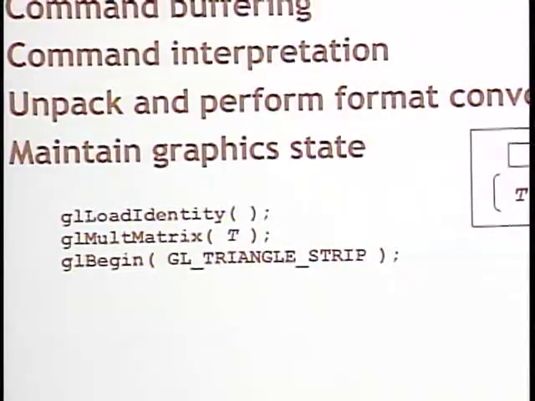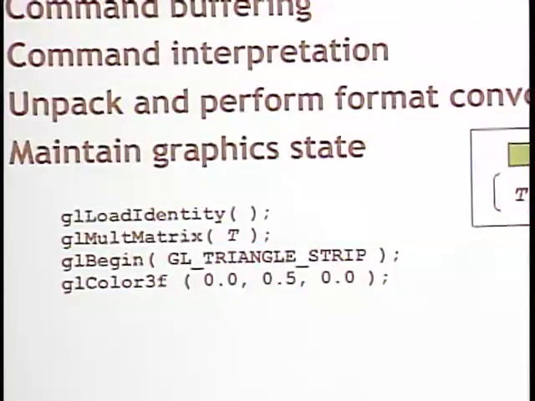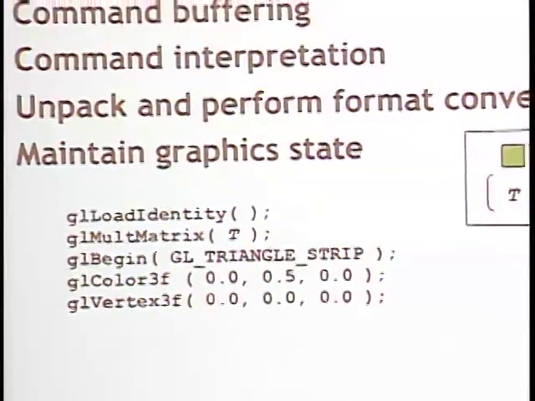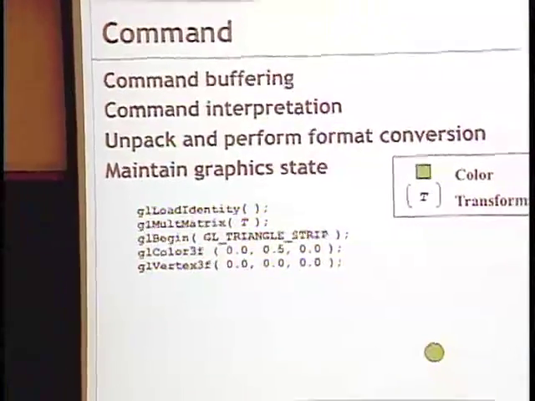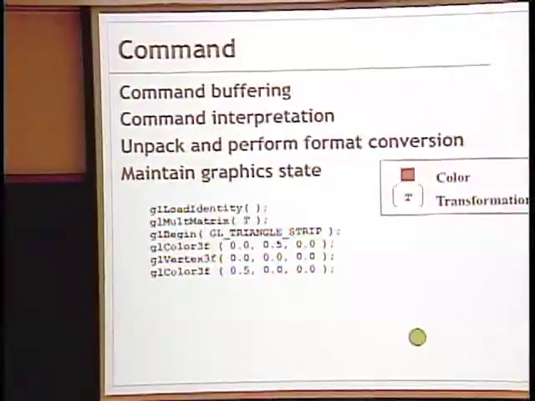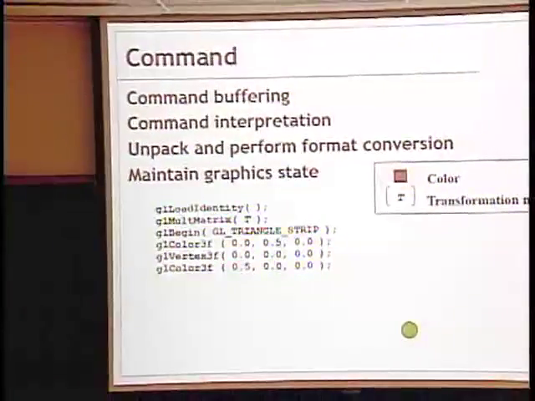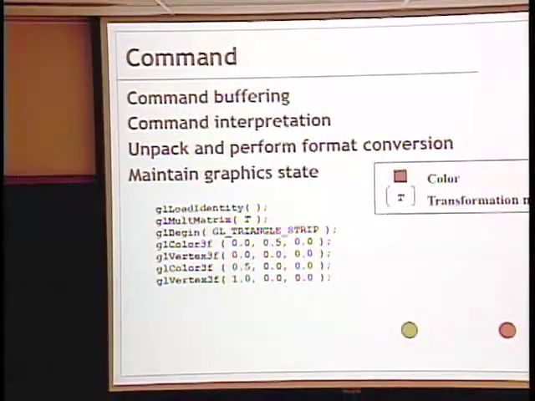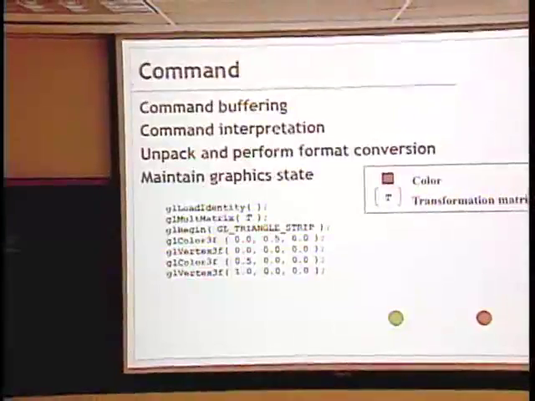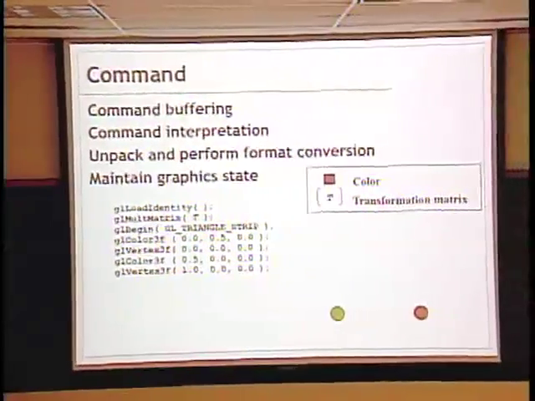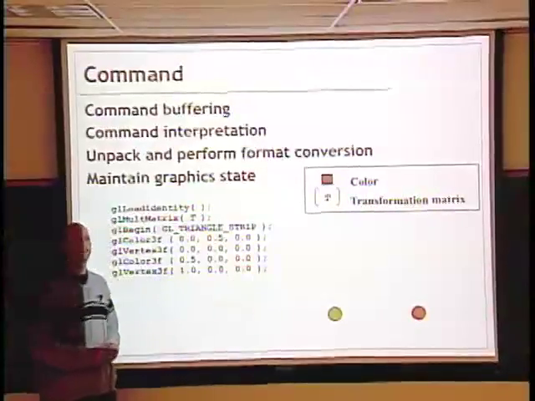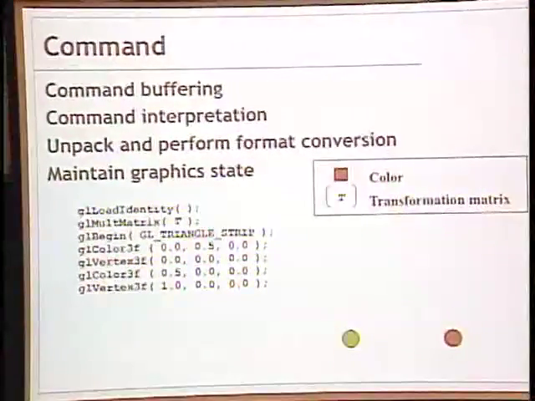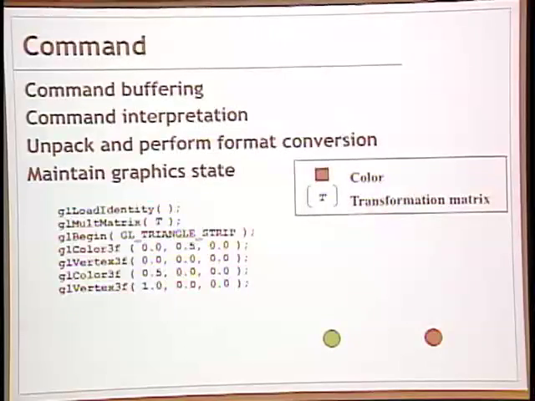So we're going to start that, and set the current color to green. Then we're going to call a vertex, and put down a vertex here at the position 0, 0, 0. And then we're going to set the color to red. Note that changes the state. We're going to specify another vertex, and note that vertex uses the current color. I don't have to say GL vertex 3F 1, 0, 0 red. That's the advantage of having a stateful interface. Instead, it just uses the current state.